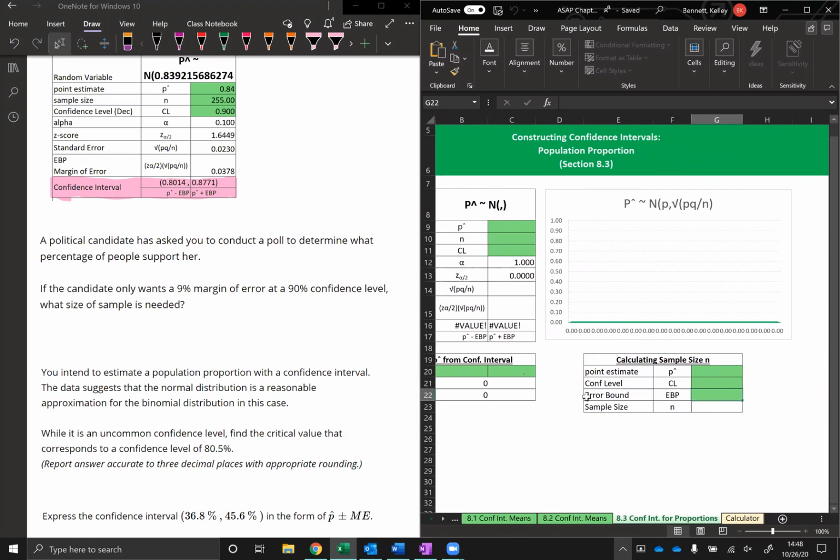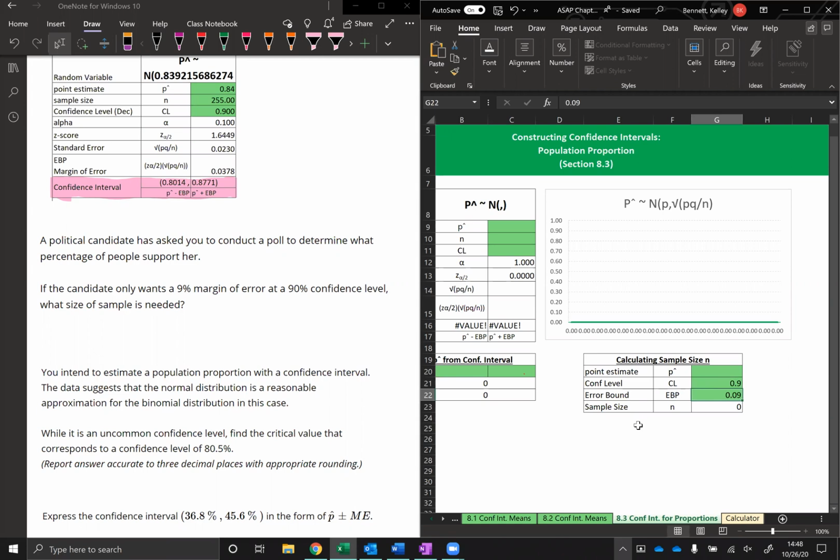In order to do that, I need to have a point estimate. I need to have my margin of error. I need to have my confidence level. And so I can see right off the bat that I already have two of these. So my error bound, or my margin of error, is 0.09, right? 9%. My confidence level is 90%, so 0.90. But I don't have my point estimate.